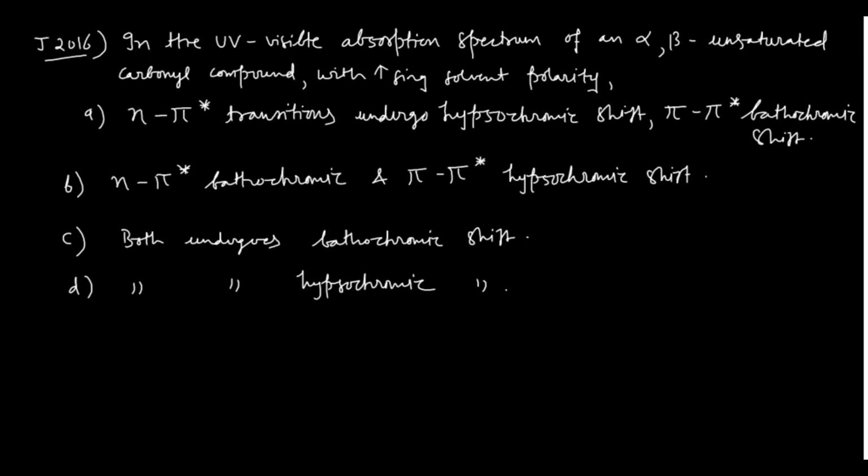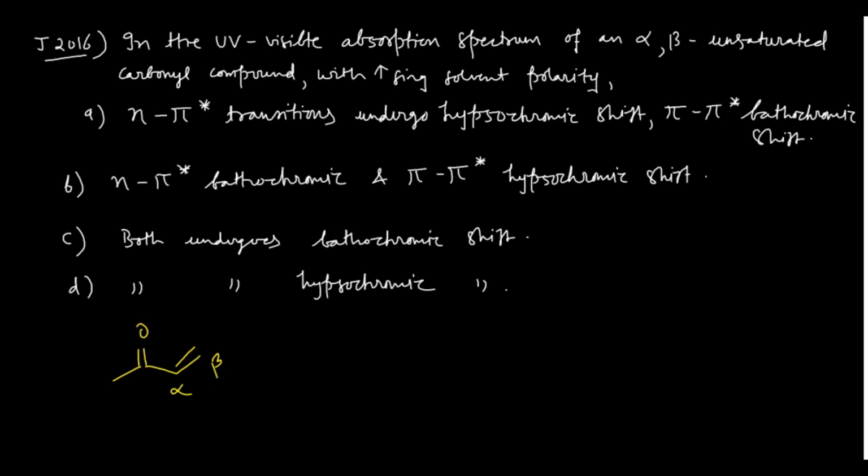So first of all, don't look for the options actually, right? What you can do, you can straightforwardly draw the alpha beta unsaturated carbonyl compound. So this is my carbonyl functionality, and this is my alpha carbon, this is my beta carbon, so I can put a double bond here. So at alpha position and beta position, I am having the unsaturation, that is the presence of the multiple bond, and this is your carbonyl functionality, right?